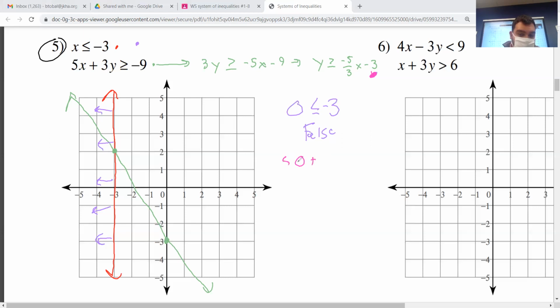Let's see if we agree on each other. I did one. That's fine, you still get the same solution. Because 1, 1 would be here, right? 0, 0 is here, so they're in the same space or quadrant, you could think of it. So 0 is greater than or equal to -9, is that true? Yeah, that's true.